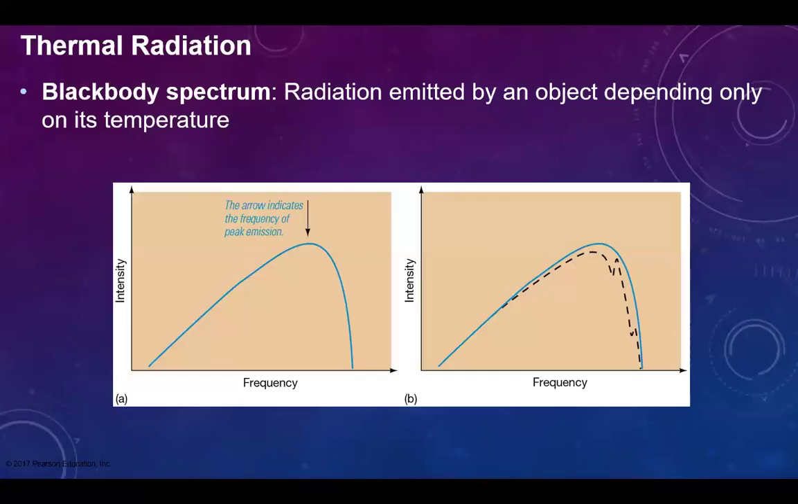And this is what a blackbody spectrum looks like. It has some peak frequency of peak emission. And this dotted line is more like what you'd see for a real spectrum, because in all likelihood, that light being emitted by whatever source you have is passing through some stuff that will absorb some of it.